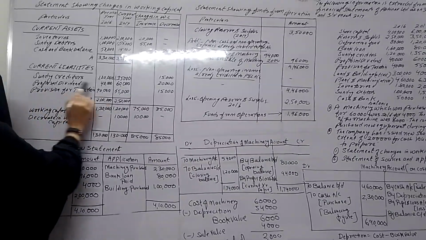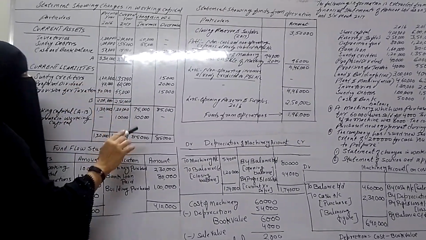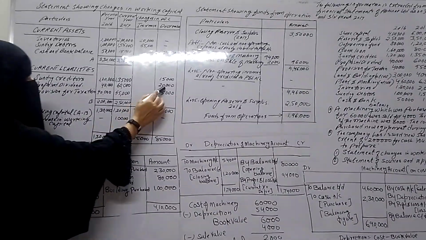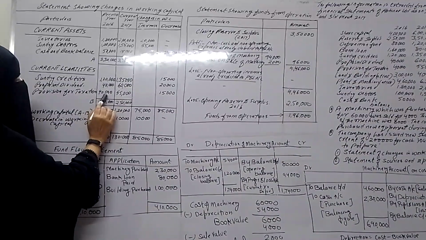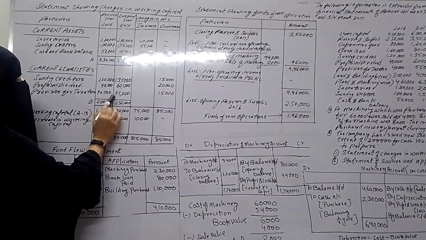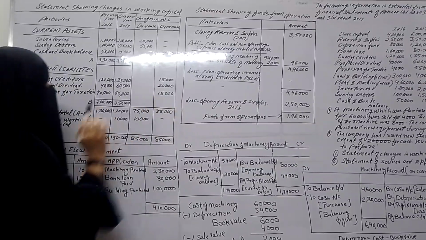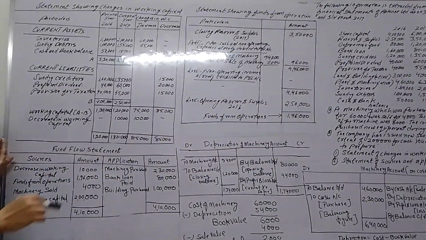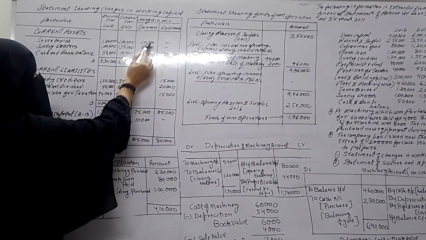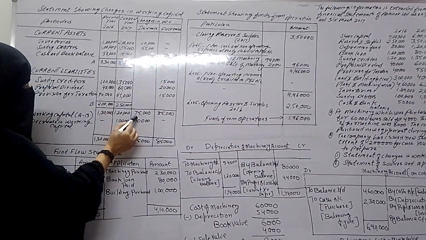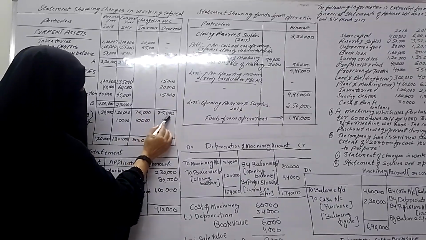Now, proposed dividend 40,000, 60,000. Again, it is an increase. So write the difference in the decrease column, 20,000. Provision for taxation, again it is an increase, 40,000, 55,000. Difference is 15,000, increase. So we have to write in the decrease column. Now, total of this increase and decrease column. Increase column 20,000, 55,000, that is 75,000. In the decrease column, the total is 85,000.